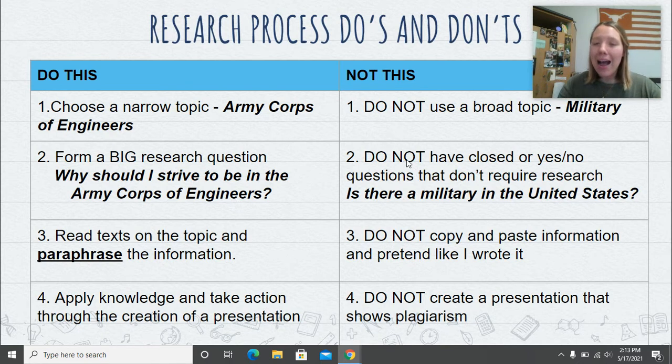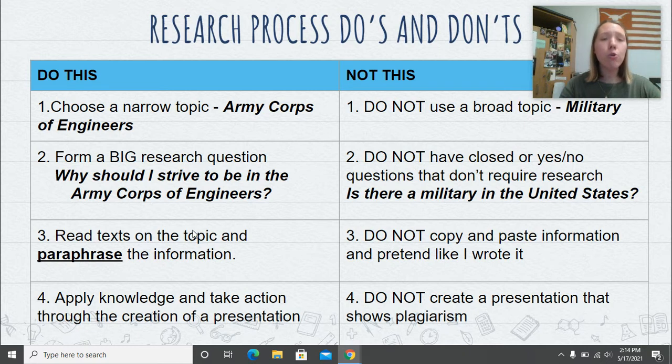But if you are asking a question that's really closed off, or a yes or no question that doesn't require research, that's not a good start. So something like, is there a military in the United States? We know the answer to that. It's a yes or no question because it's just common knowledge, okay? You don't want your research to be focused on something that every person already knows. You want to dig a little bit deeper and go into the more unknown parts of the topic.